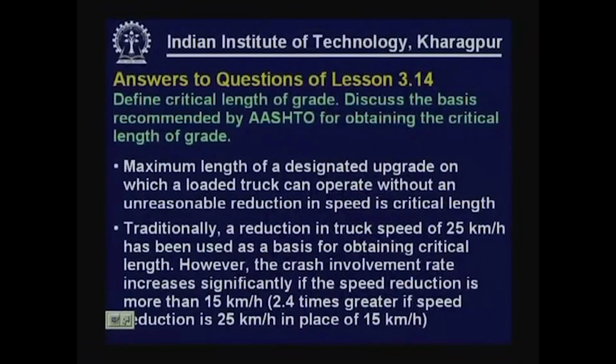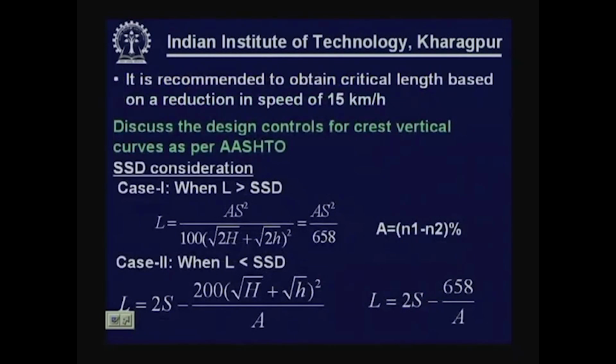Now, before I close, let me quickly try to answer some of the questions I raised in the last lesson. Define critical length of the grade and discuss the basis by AASHTO. It is basically the maximum length designated on upgrade where a loaded truck can operate without an unreasonable reduction in speed, and as per AASHTO a 15 km/h speed deviation is taken.